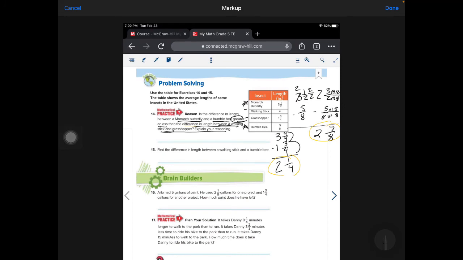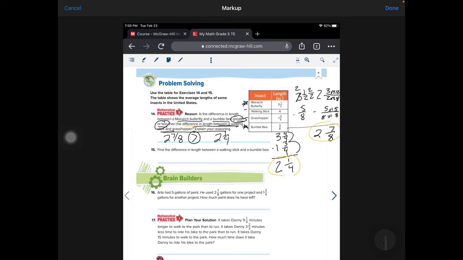They want to know, is it greater than or less than? So we're going to say 2 7/8 is greater than 2 1/4.